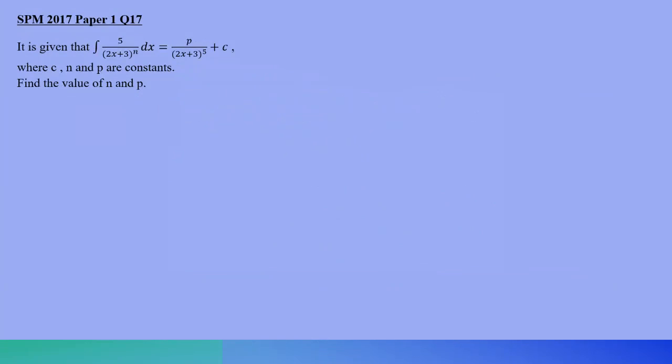Another simple, straightforward question, which is in paper 1, is your integration. Given to you 5 over 2x plus 3 power of n. When I integrate this, they say the result is equivalent to this. So first we try to integrate, then we compare and see what is the connection. To make it easier to integrate, we put it in this form, power of negative n.